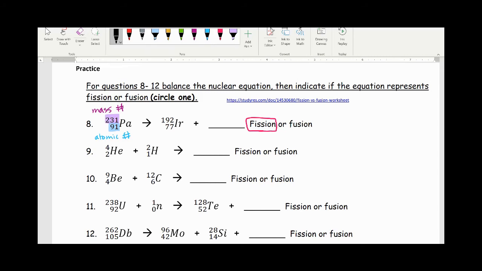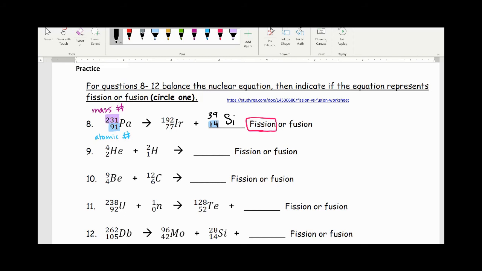Now to find the atomic number, which will identify the atom, we'll take the bottom number 91 and subtract the other bottom atomic number 77, which gets us 14. So now, this bottom atomic number is the way we identify the atom. So if we go to our periodic table and look for element 14, that would tell us that this is a silicon atom. And so it's decayed to iridium and silicon.